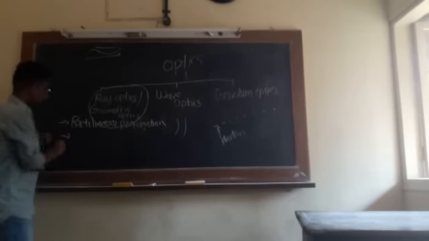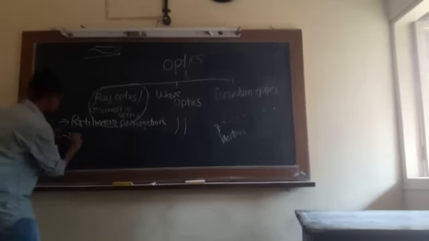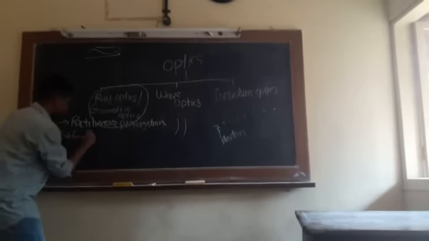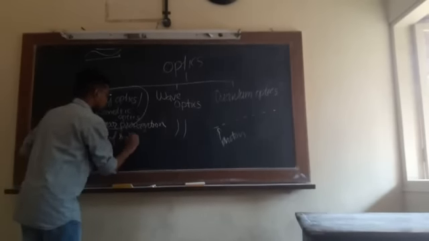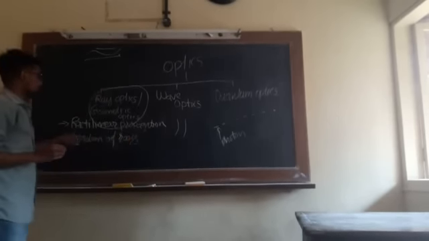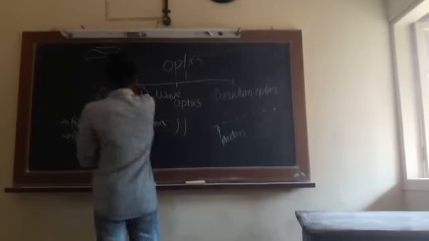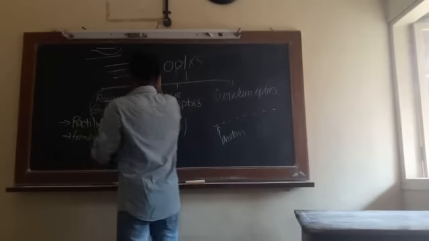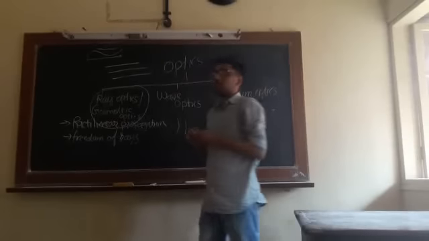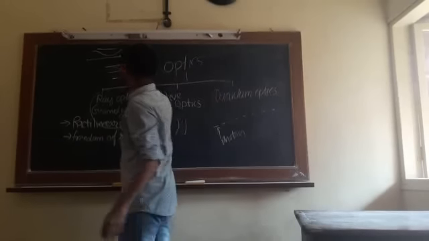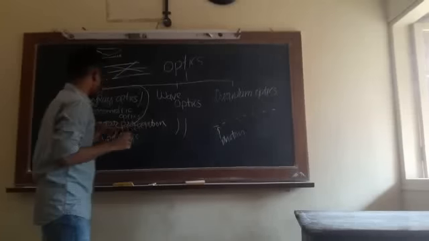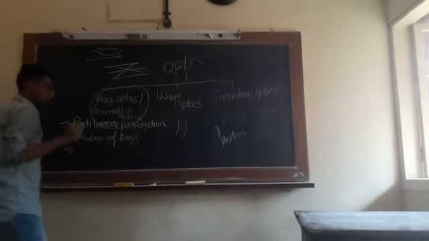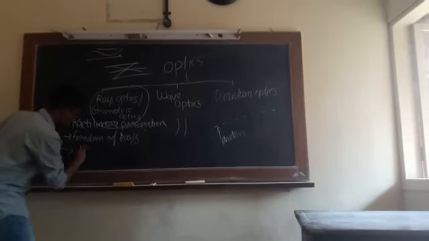And the other consideration is the independence of light rays. It means when light travels from one point to another point, the rays will not interact with each other. They will go parallel to each other. And the third consideration is the reversibility of light.